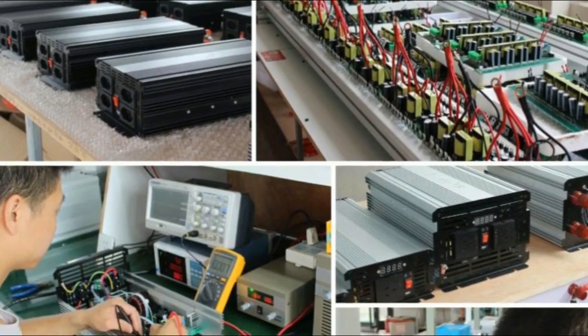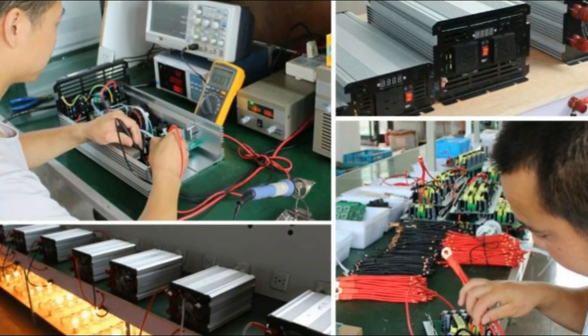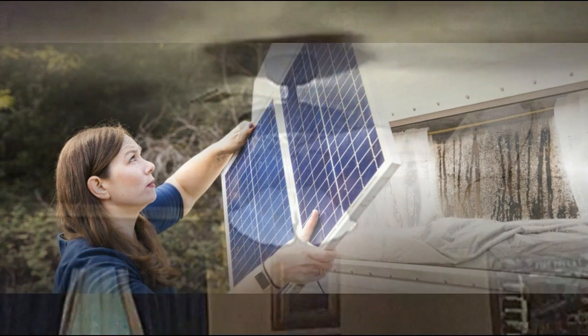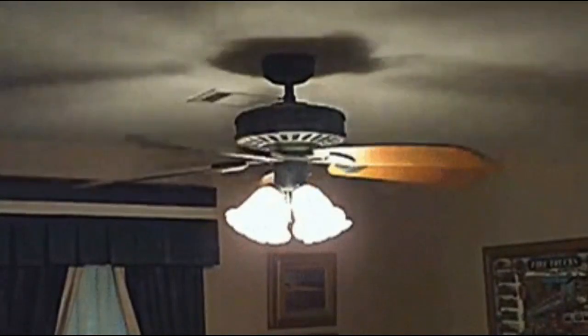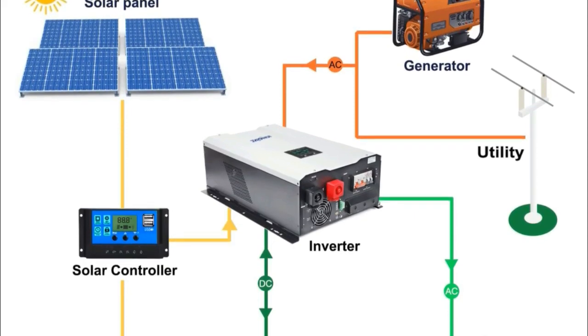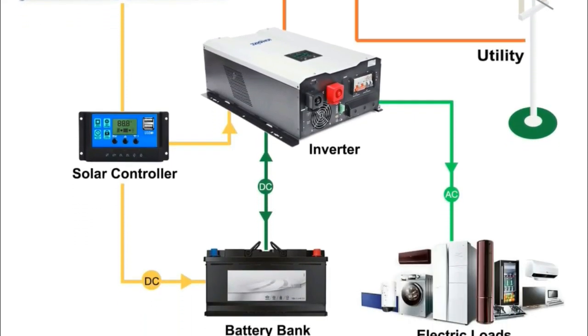There are many reasons why you might need to convert DC to AC. For example, you might want to use a solar panel or a battery to power an AC device, such as a fan or a light bulb. In this case, you need an inverter to change the DC output of the solar panel or battery to AC.